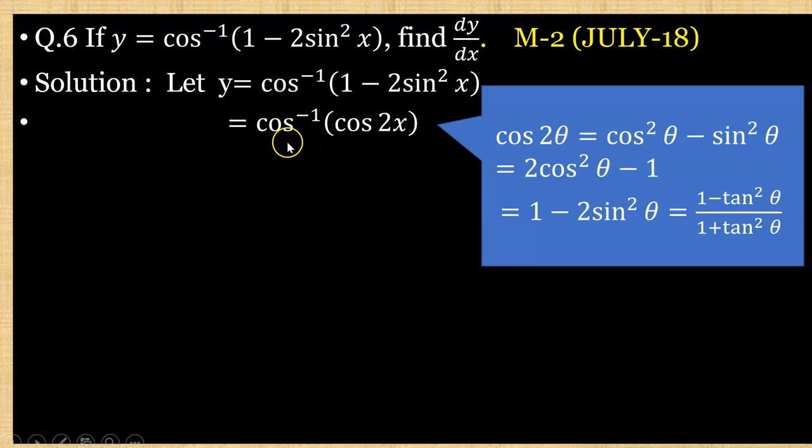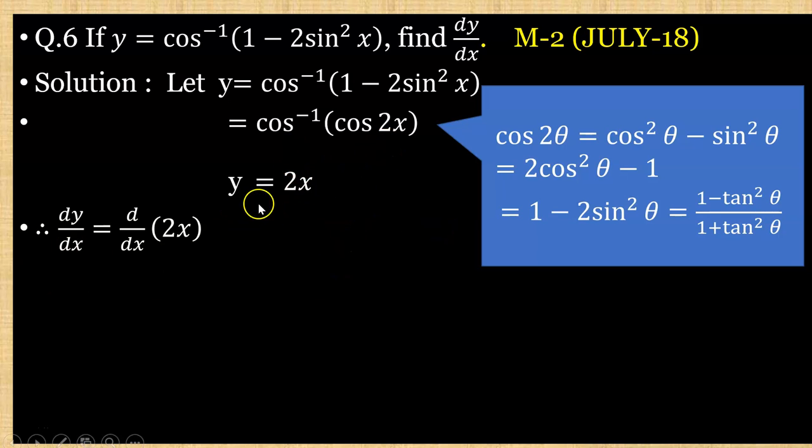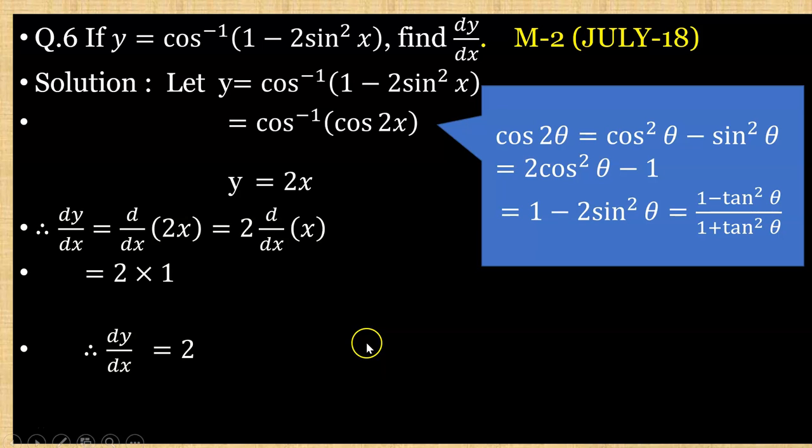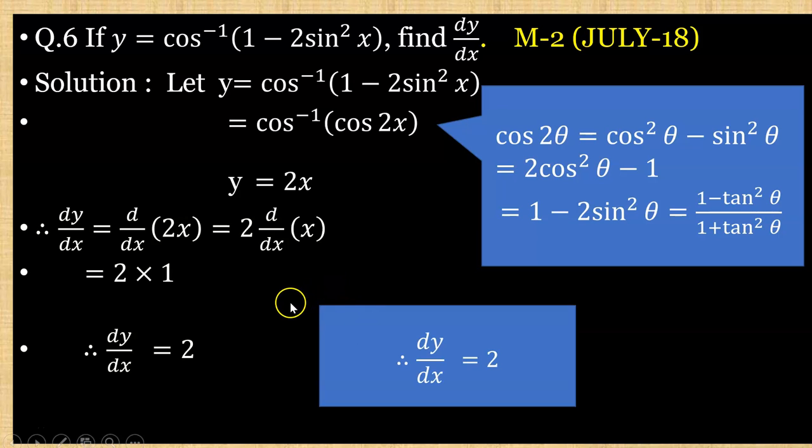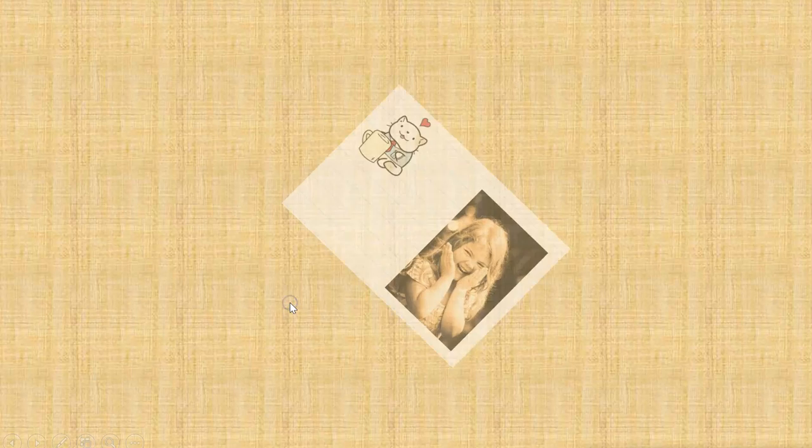Now next is cos inverse of cos of 2x, and that is nothing but y is equal to 2x, and differentiate this with respect to x. Therefore, dy by dx is equal to d/dx of 2x. The derivative of x is 1, 2 is a constant. That's why 2 into d/dx of x. The derivative of x is 1. That is 2 into 1, 2. And therefore, dy by dx is equal to 2.